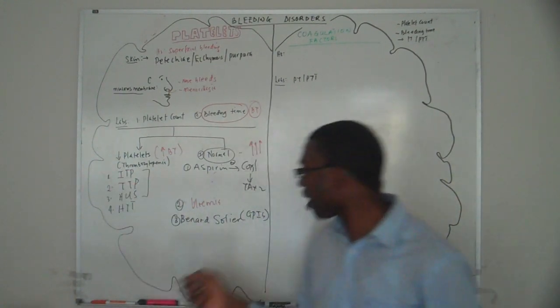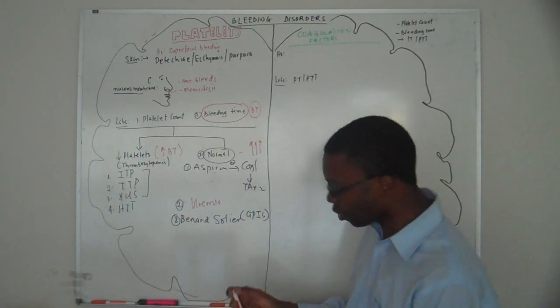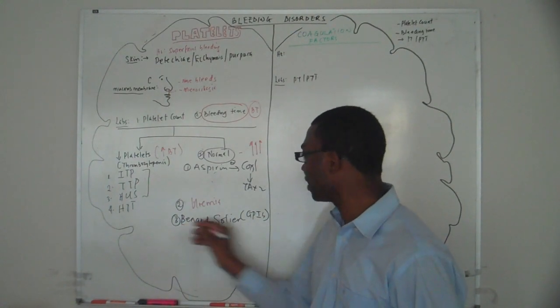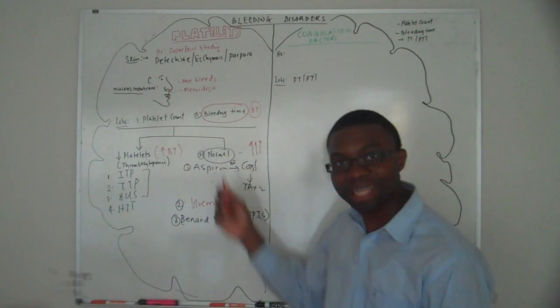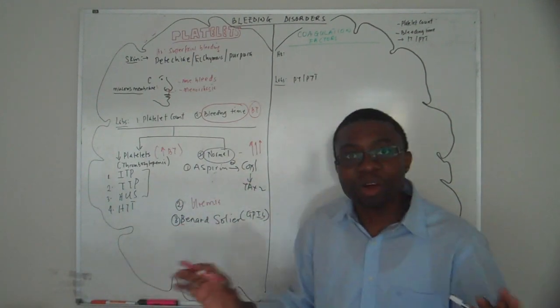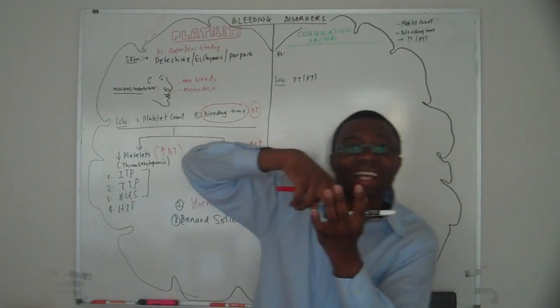Okay? How do I remember Bernard-Soulier? Bernard starts with what? I like this guy. It starts with a B. So it's going to be glycoprotein 1B. Remember, I still have normal platelets. The platelets are normal. The only problem is they can't bind.